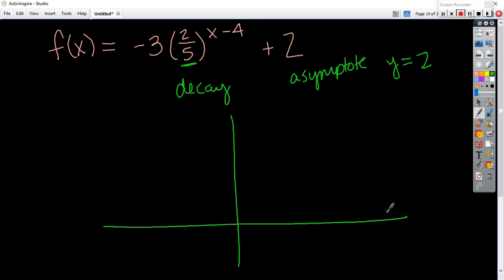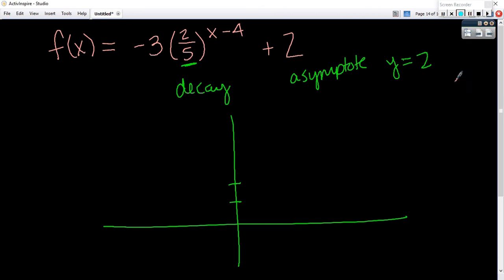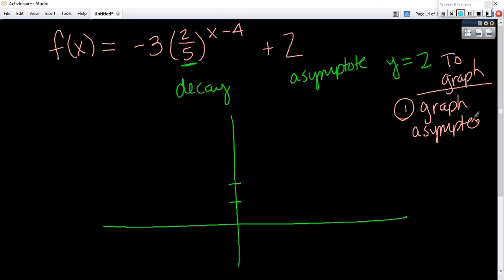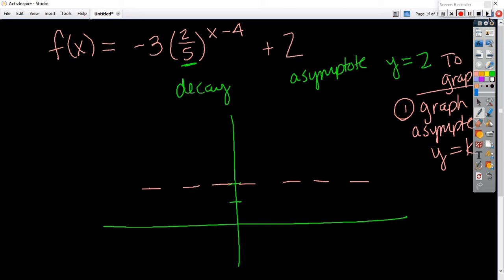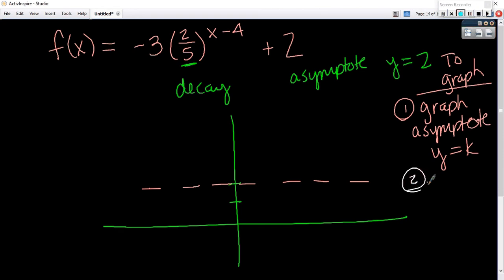I'm going to first graph the asymptote. Y'all want me to do some little steps over here? Step one: graph the asymptote. Y equals k. In this case, my k is 2, so it's y equals 2. Next thing I want to do is plot the easy point that I know.